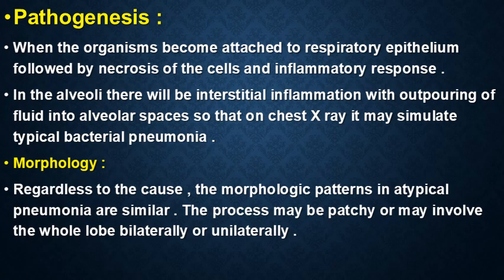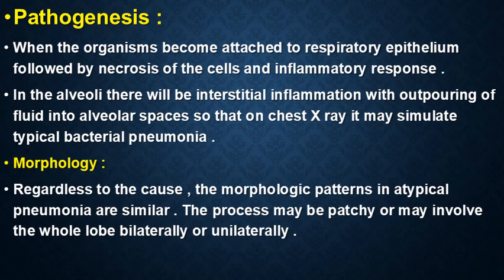If we remember the typical type of pneumonia, the most striking inflammation is intra-alveolar exudate. Actually, it starts with congestion, and there would be acute inflammatory cell infiltrate inside the alveoli. Here, there would be interstitial inflammation with outpouring of fluid into the alveolar space. The alveolar space is filled with fluid. So, on chest X-ray, it might simulate the typical type of bacterial pneumonia, but it is not like typical bacterial pneumonia.